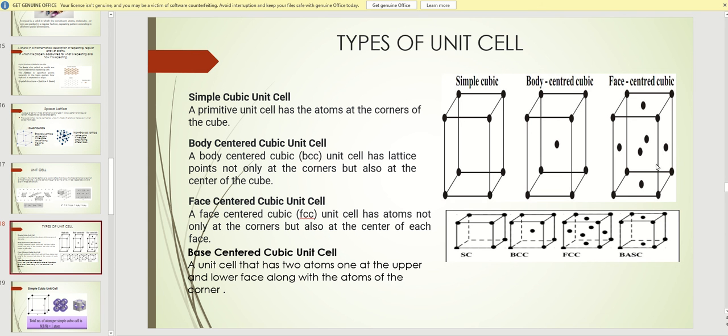So this image represents the types of unit cell. Simple cubic has 8 corners. Body-centered cubic has 8 corners, but there is a centered atom. Face-centered cubic has 8 corners and 6 face-centered atoms. And base-centered cubic has 8 corners, 1 atom at the upper, 1 atom at the lower.